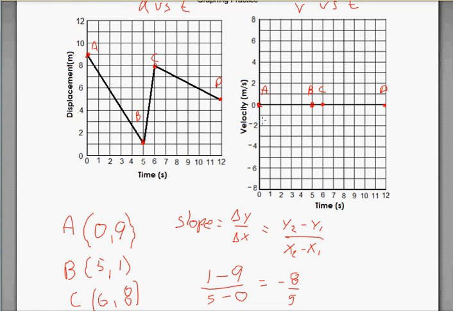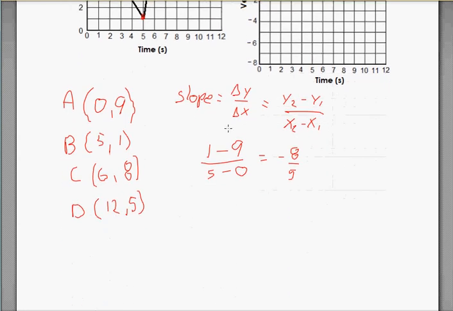Now that's our slope from A to B, and what we do with that information is we come to this graph and we find out where negative 8/5 would be, and it goes from here to here. Excellent. Now, our next one is from B to C. So let's go down a little bit and give ourselves some room. C is my second term, so I'm going to go 8 minus 1 over 6 minus 5, and what we're going to get is 7 over 1, which is positive.